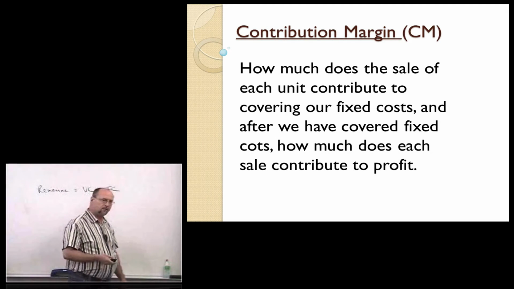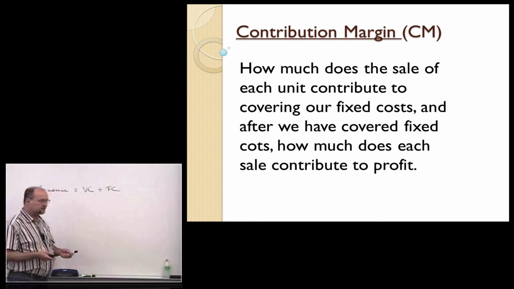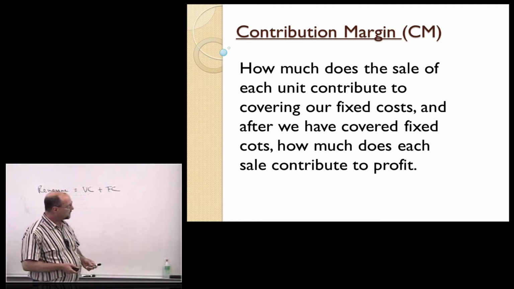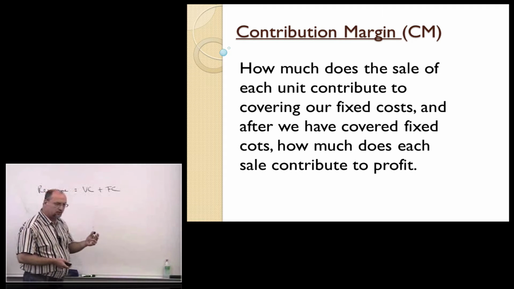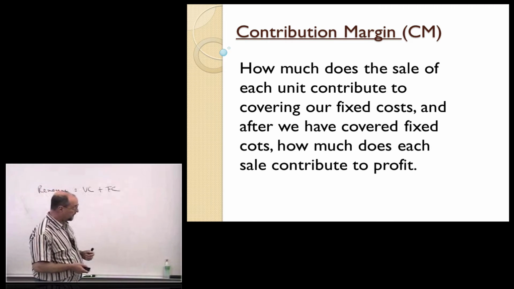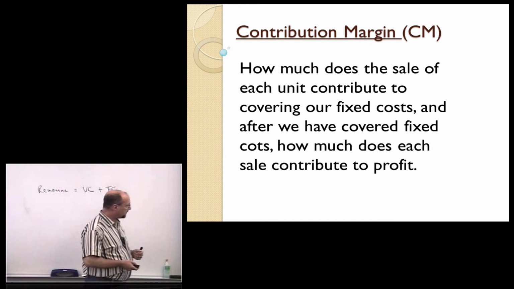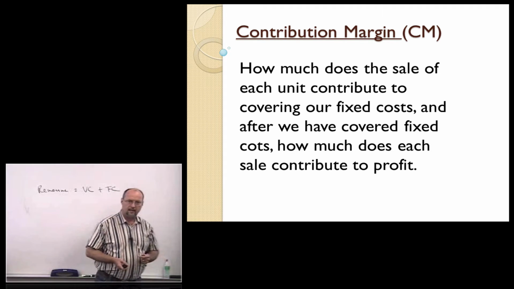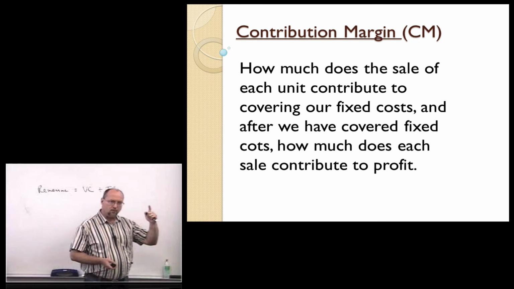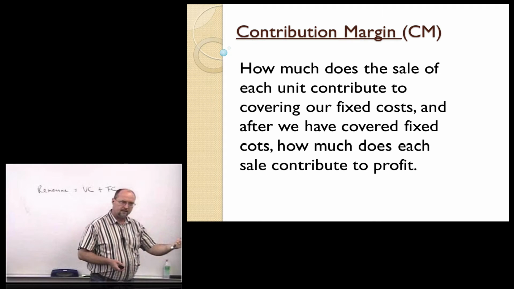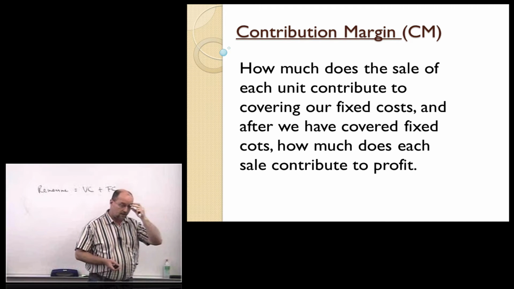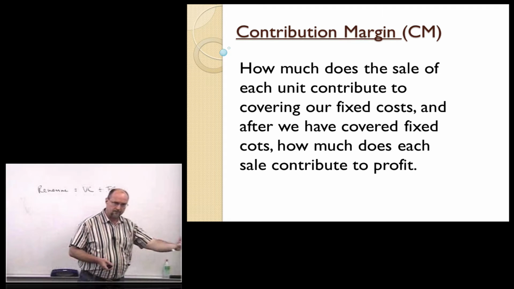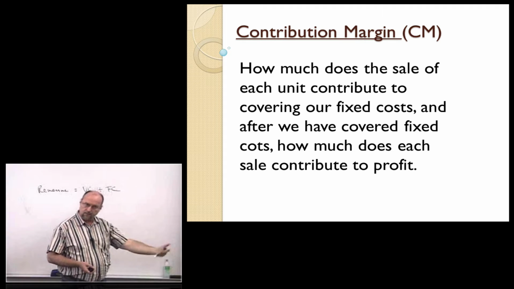Now we want to introduce an important concept in this whole process called the contribution margin. How much does the sale of each unit contribute towards first covering fixed costs, and then, after we've covered fixed costs, how much does each sale contribute to profit? For each $1 of revenue, we first subtract variable costs, and that leaves us with something called contribution margin, which is the amount that we contribute to covering fixed costs. Once they're covered, that's profit.